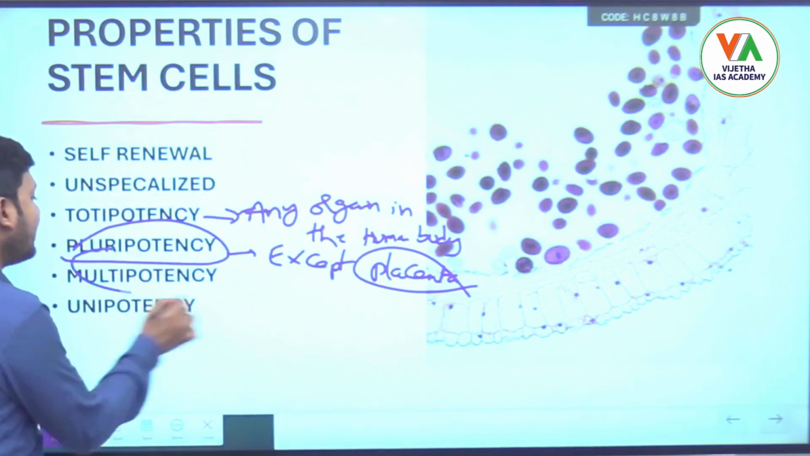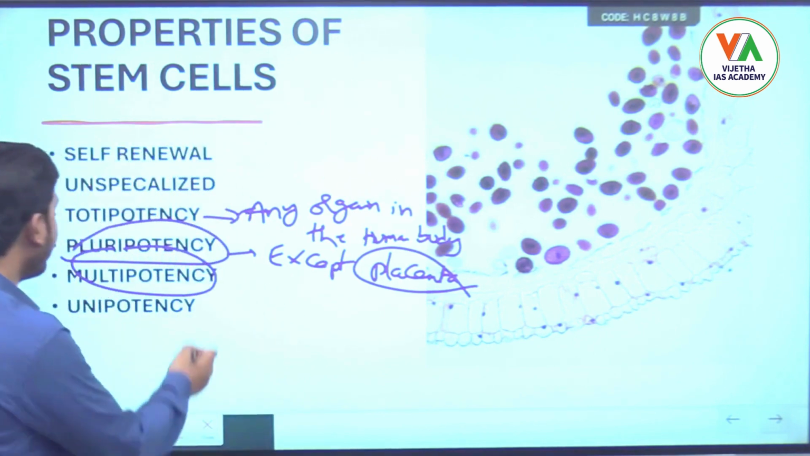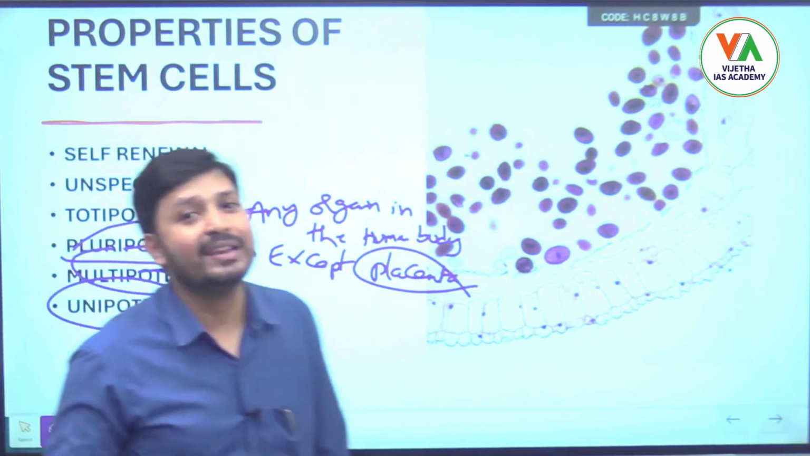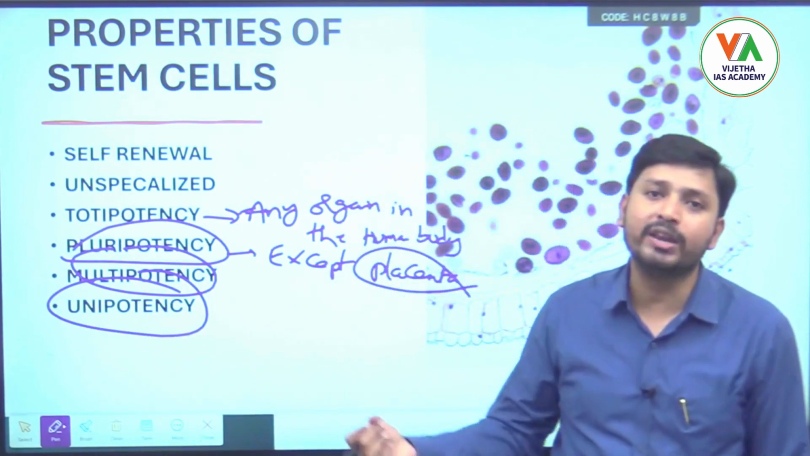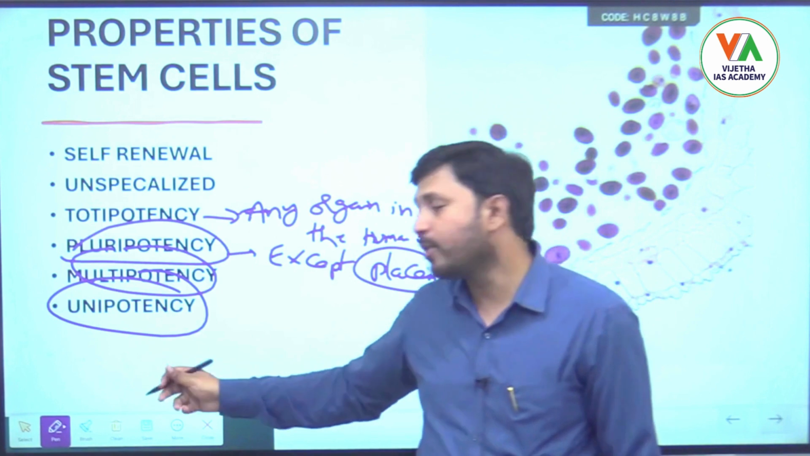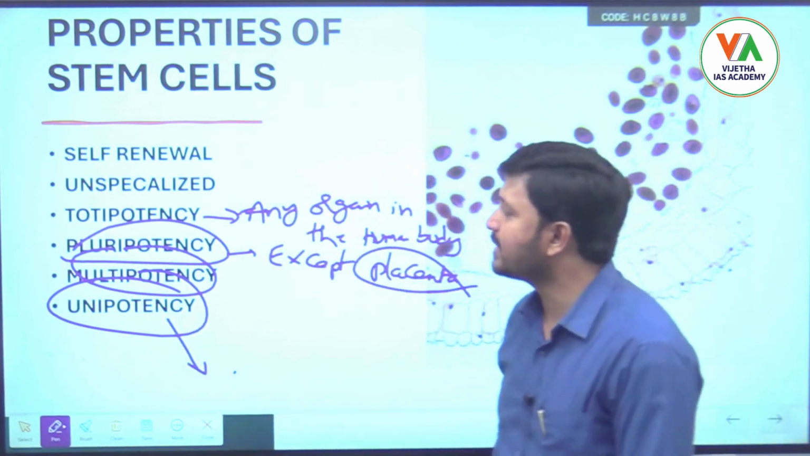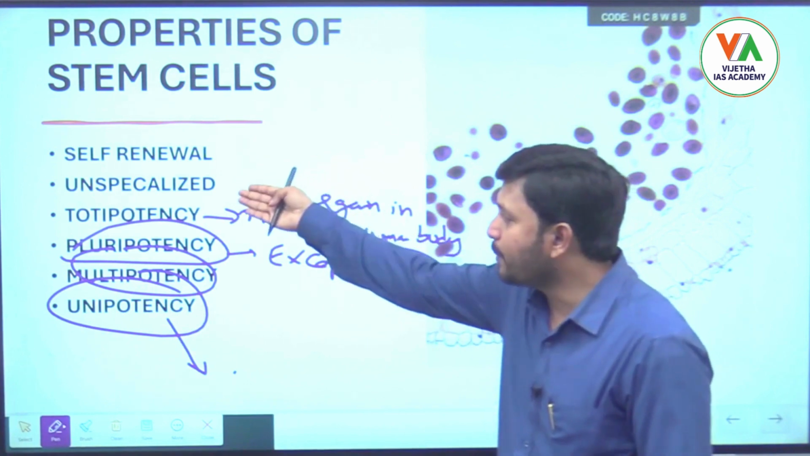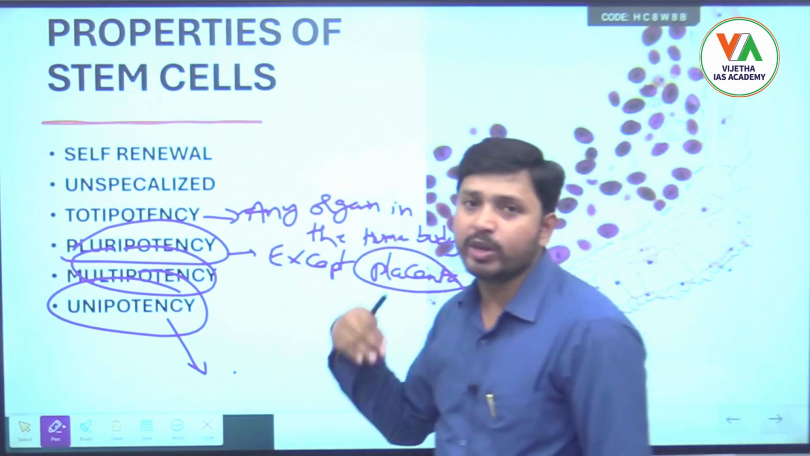If I take multipotent, we can make different types of organs or cells in the body. And unipotent means if I take a skin cell, I can make only a skin cell. If I take a liver cell, I can make only a liver cell. Like that, only one type of cell can be made from this unipotent stem cell. These are some of the properties of the stem cell: self-renewal, unspecialized cells, totipotency, pluripotency, multipotency and unipotency. Is it clear?